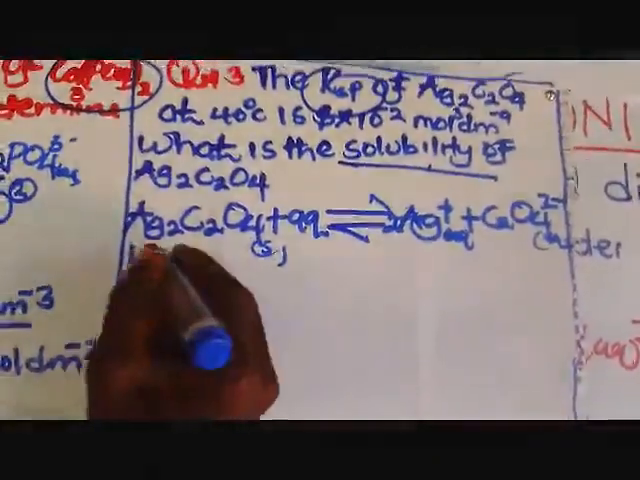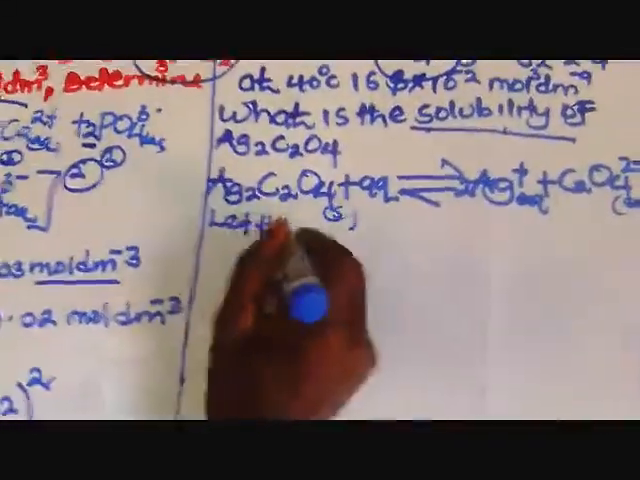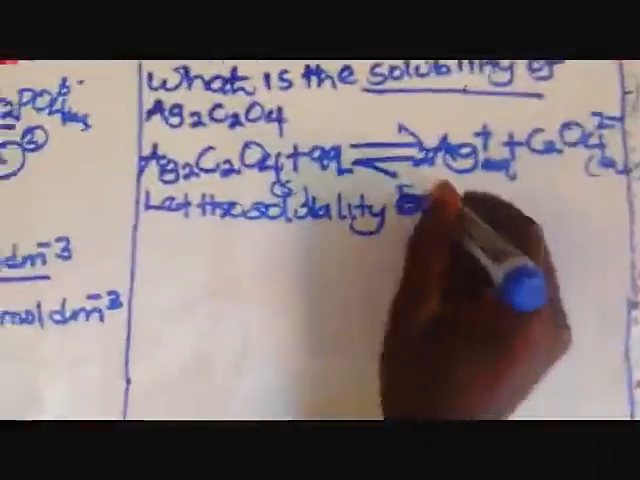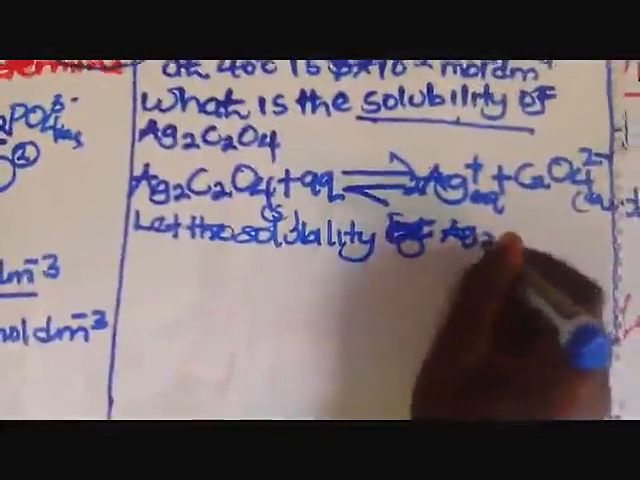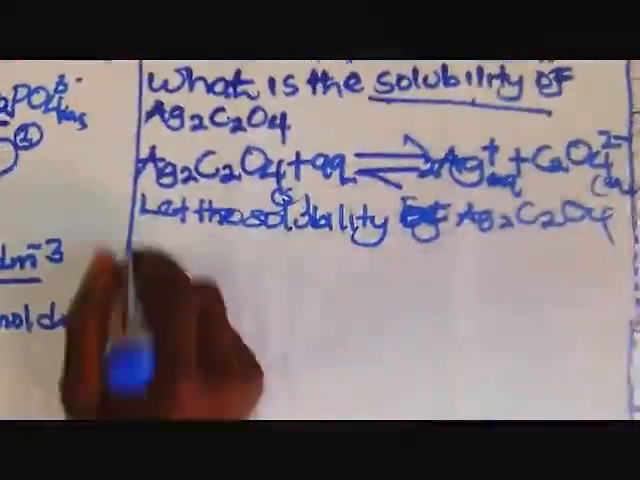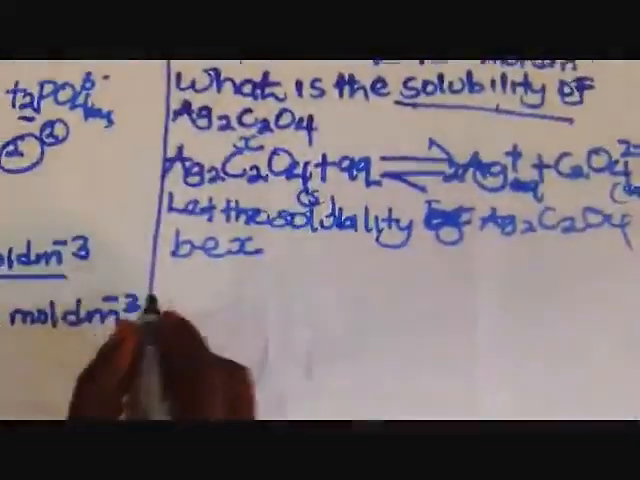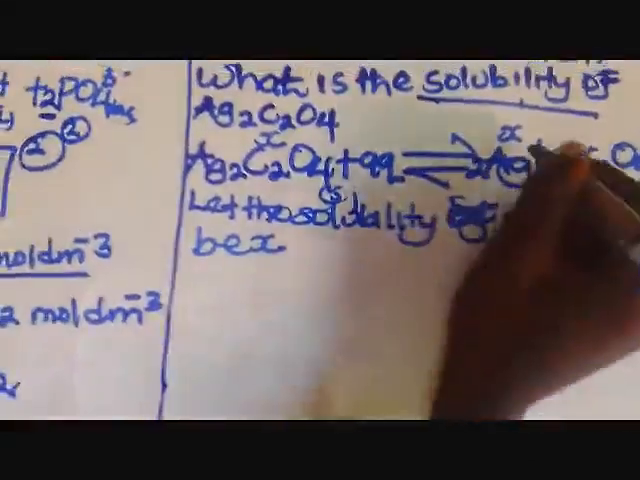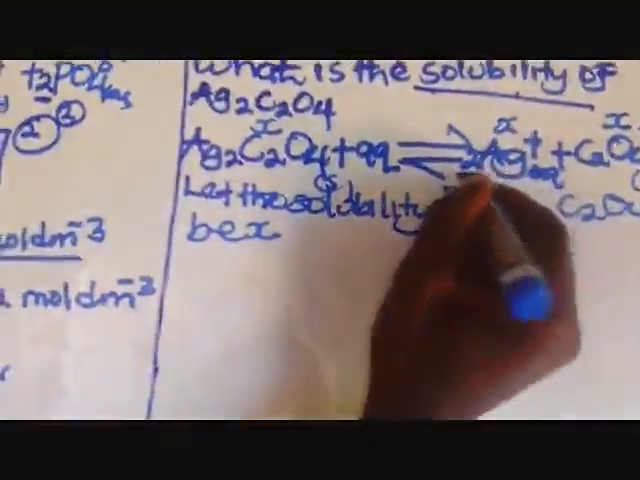and then relate the solubility, for example, solubility of the silver oxalate, let it be X. So if solubility of silver oxalate is X, it means now here we have X ions, and even here we have X ions, but remember here we have 2, therefore here we have 2X. In simple terms, that is in line with the ratio.